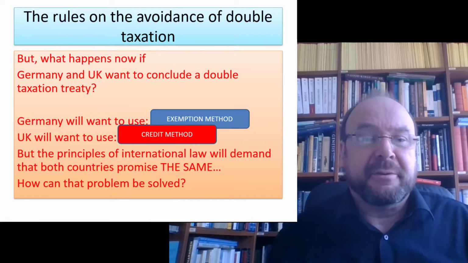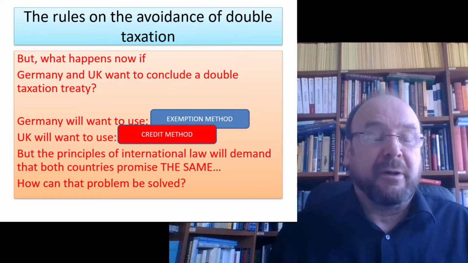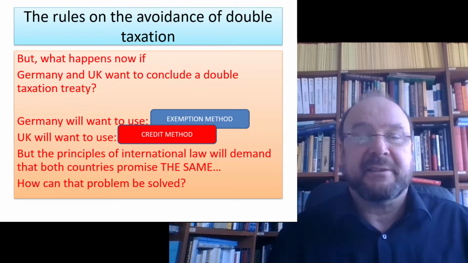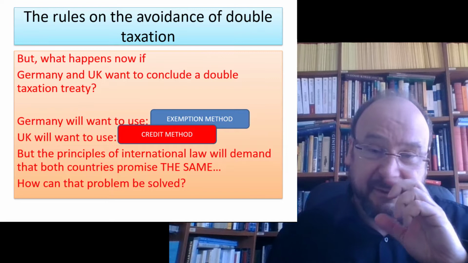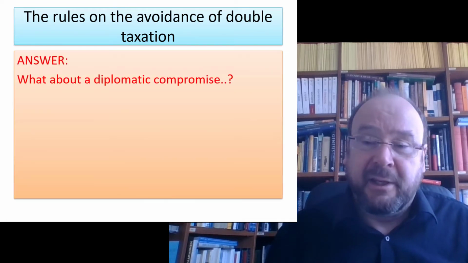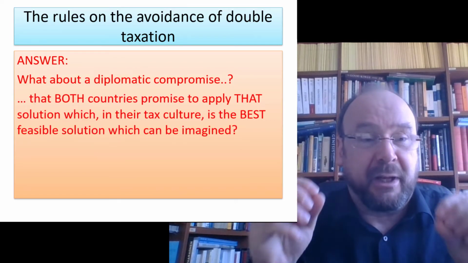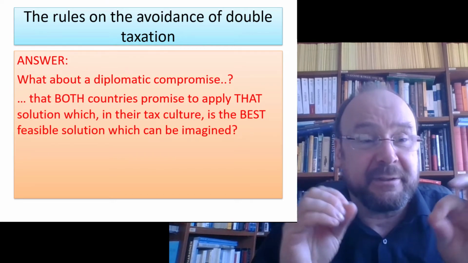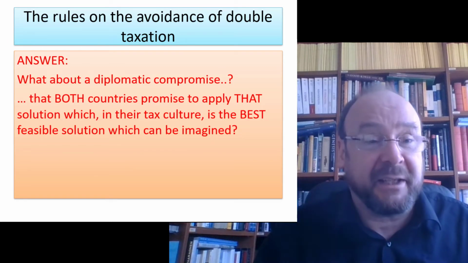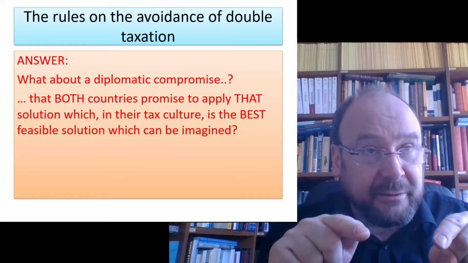They take refuge in a so-called diplomatic solution. The diplomatic solution means you don't solve the problem, but you hush it up in a way that nobody ever worries about it. That's a diplomatic solution. So you just go and ask them, well, guys, what about a solution where both countries promise to apply the solution which, in their specific tax culture, is the best feasible solution that can ever be imagined? In that case, both have promised indeed the same thing to do.